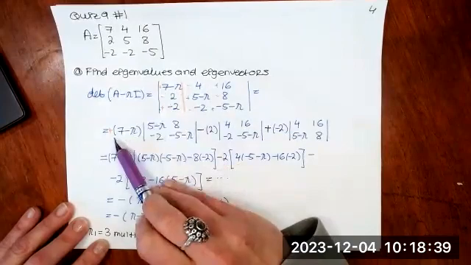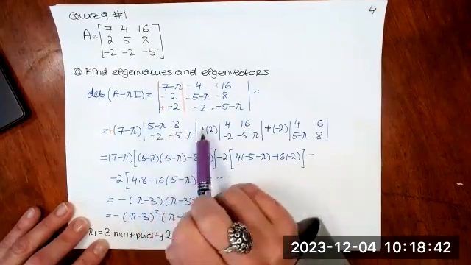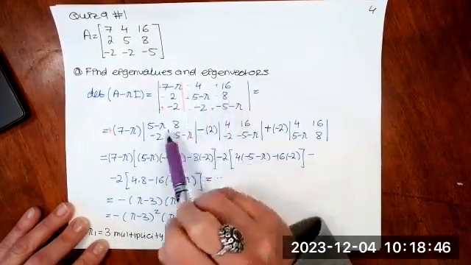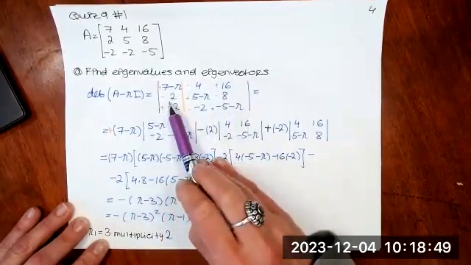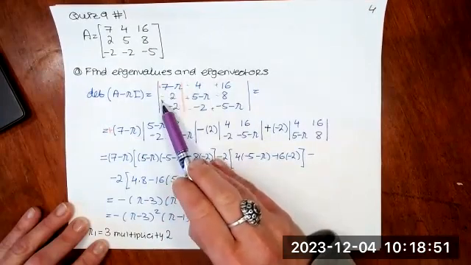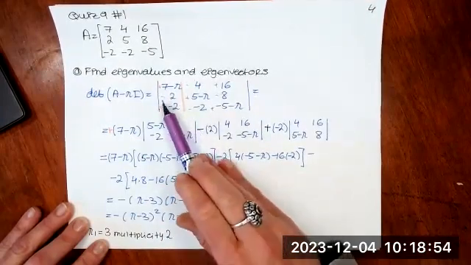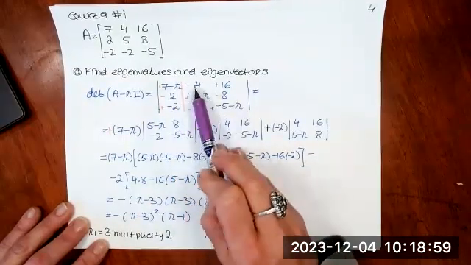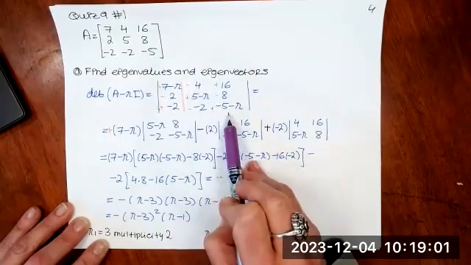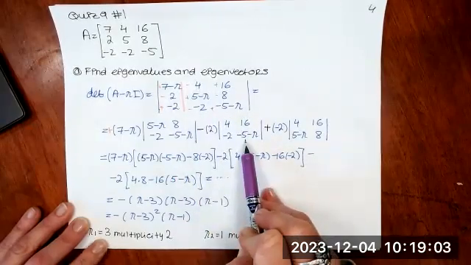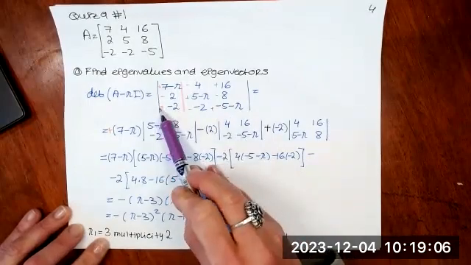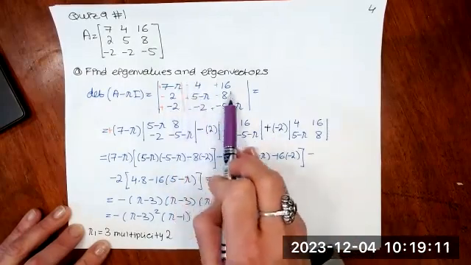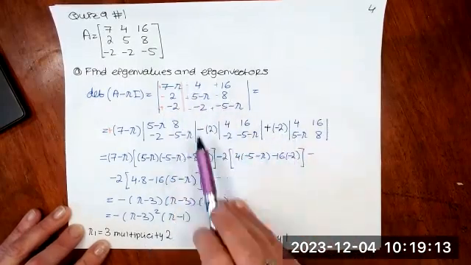So for this first entry, I have plus 7 plus lambda times the determinant of what's left when I delete its row and column, so this section here. Then the next one, I have 2, but this position is minus, so I put minus 2 times the determinant of what's left when I delete its row and column. And then the last one, I have plus, and minus 2, times the determinant of what's left when I delete the row and column with minus 2.